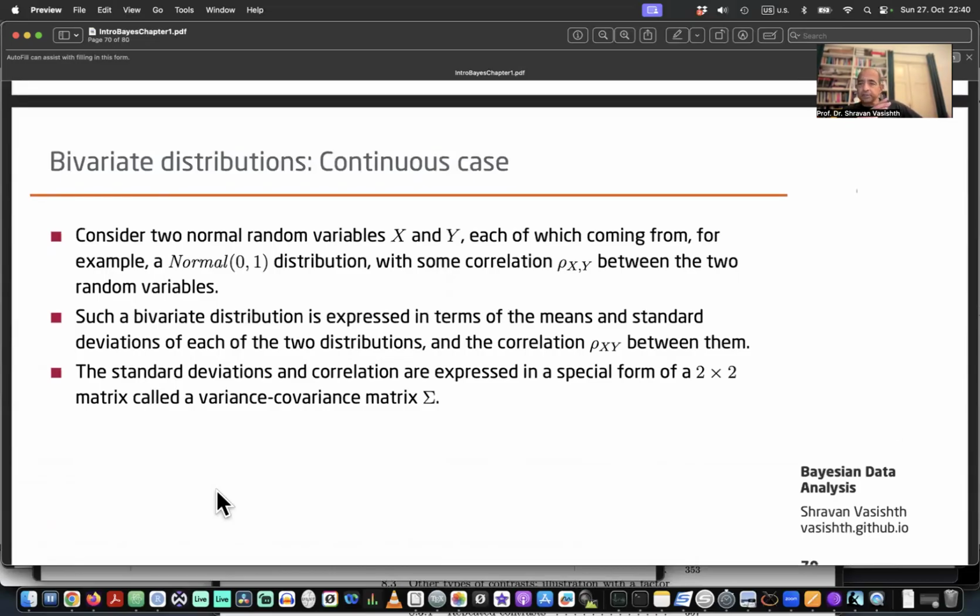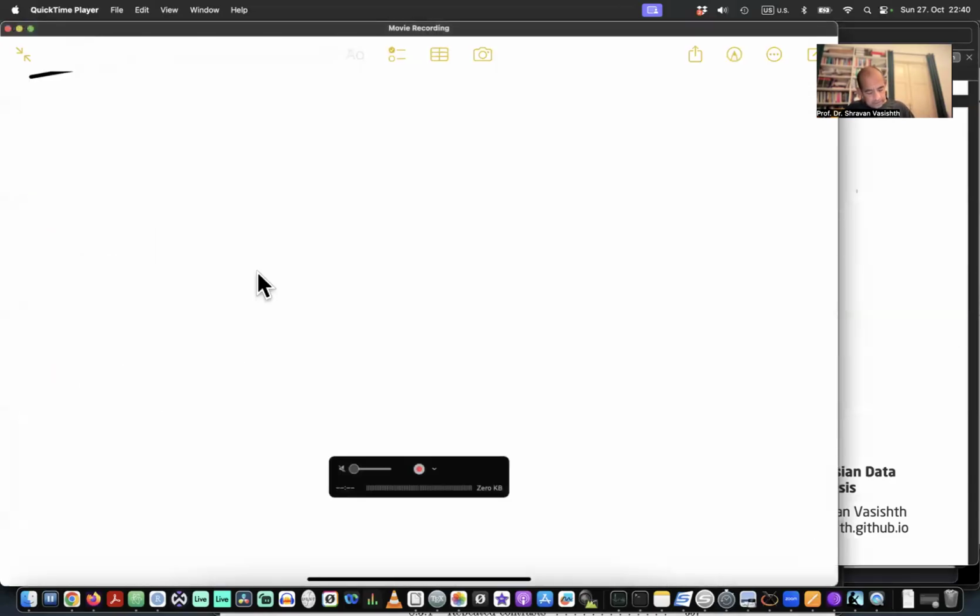Now, for the continuous case, I want you to consider two random variables that are normally distributed. So call them X and Y. And let's say that each of them is coming from a particular normal distribution, a standard normal with mean zero, standard deviation one, right? Also, let's assume that there is some correlation rho between them, right? So what I mean is, let me show you graphically, going back to my iPad.